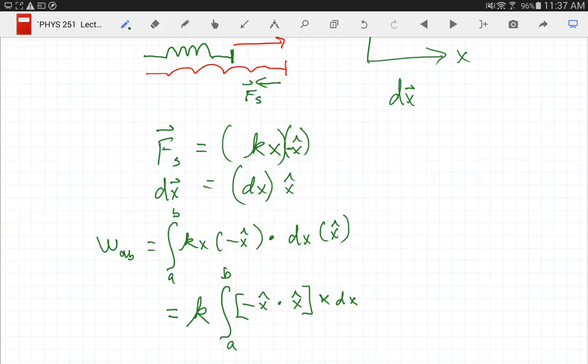Now, make sure we understand unit vectors. X hat means it has a direction parallel to the x-axis and one other thing. What's the one other thing?